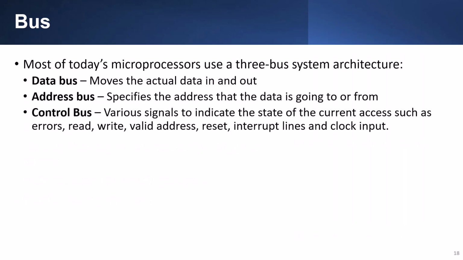Most of today's microprocessors use a 3-bus system architecture. Data bus, which moves the actual data in and out. Address bus, that specifies the address that the data is going to or from. And the control bus, which has various signals to indicate the state of the current access, such as errors, read, write, and valid address. It also includes reset, interrupt lines, and clock input.